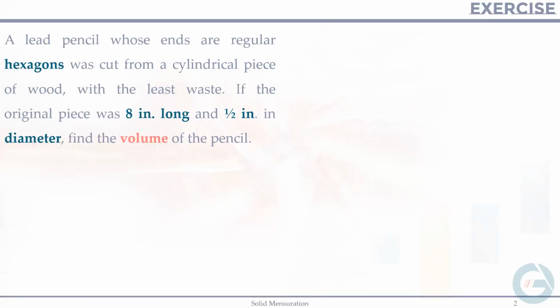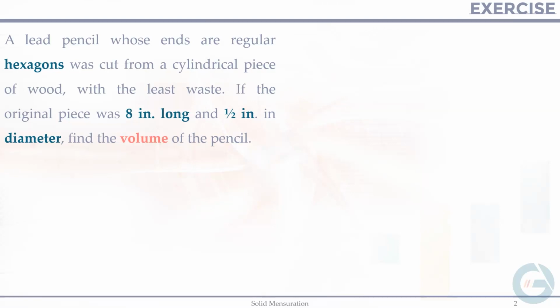Okay, so this problem is quite challenging, but the solution is easy. The problem states that a lead pencil whose ends are regular hexagons was cut from a cylindrical piece of wood with the least waste. If the original piece was 8 inches long and 1/2 inch in diameter, find the volume of the pencil.